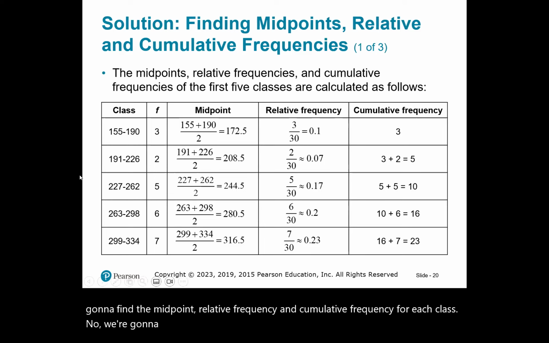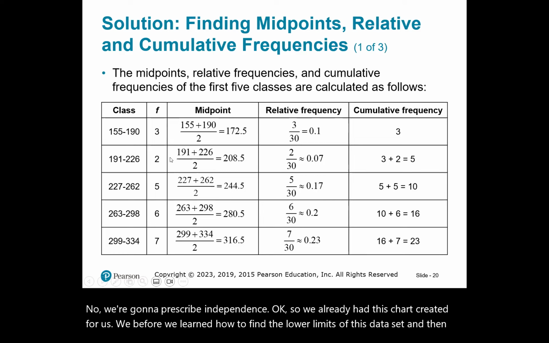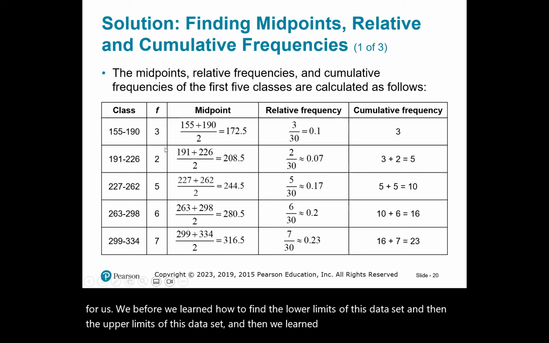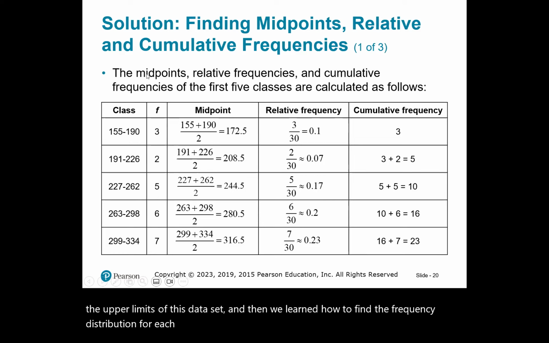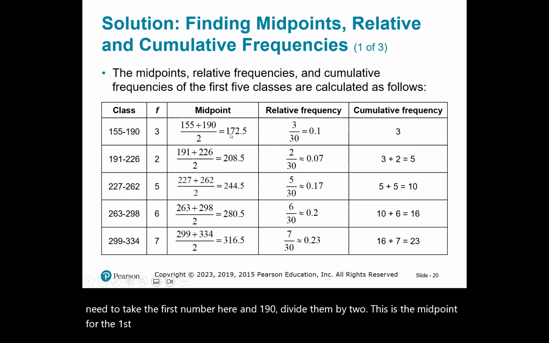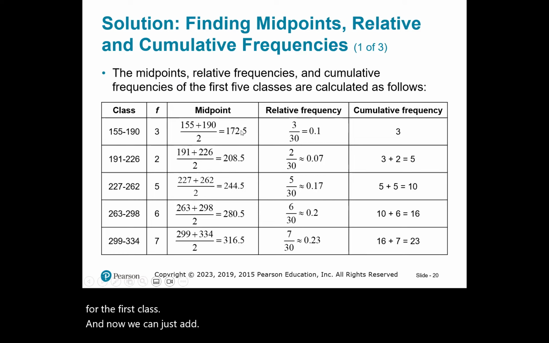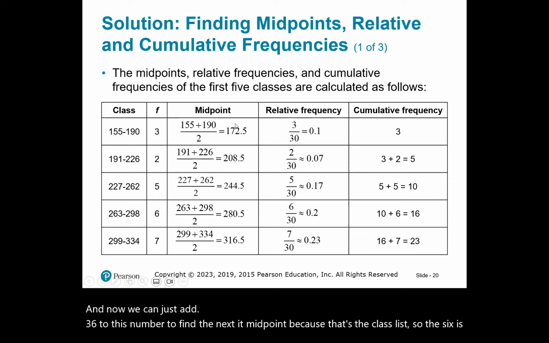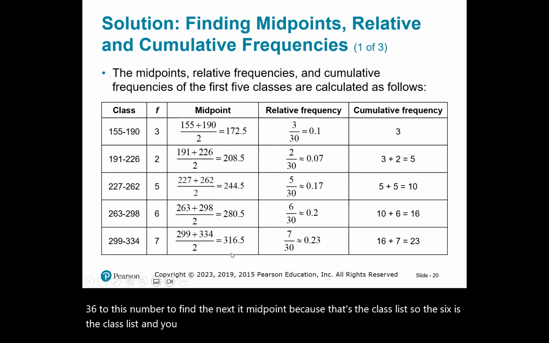Okay. So we already had this chart created for us. Before, we learned how to find the lower limits of this data set and the upper limits, and then we learned how to find the frequency for each class. Now, to find the midpoint for each class, we take the first number here and 190, and divide them by 2. This is the midpoint for the first class. And then we can just add 36 to this number to find the next midpoint, because 36 is the class width. And you can find the midpoint for each class.